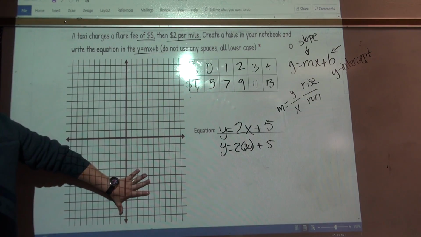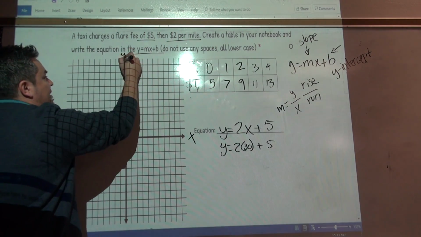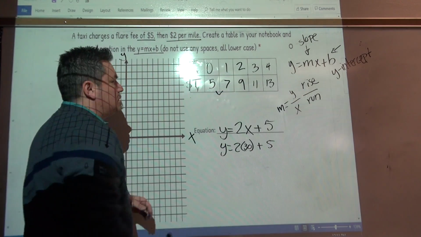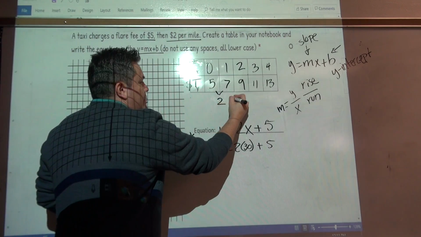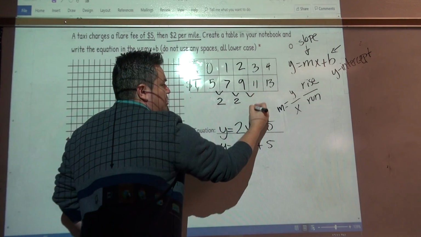Now, let's see how we can plot this on the graph. Now, this graph is blank. Remember, this is the x-axis, and this is the y-axis. Let's see what happened from here to here. How much did it change? 2. How much did it change from here to here? 2. From here to here?